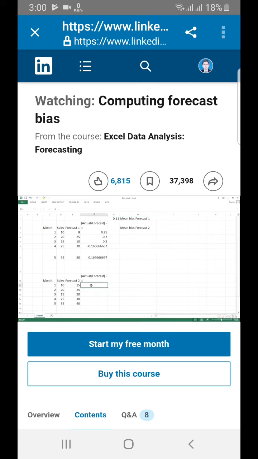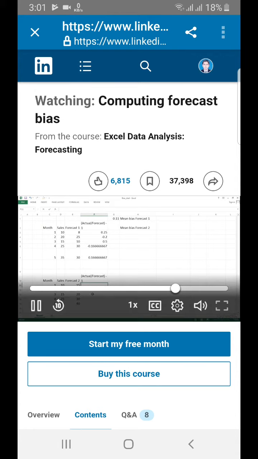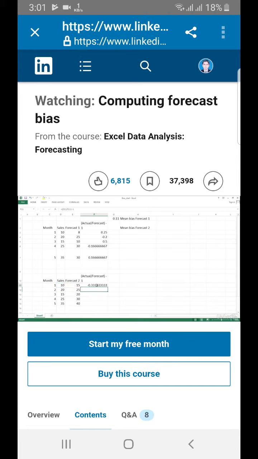Let's do the same for forecast 2. And instead of copying the formula, let's just go ahead and compute it again, actual divided by forecast minus 1. And then we'll average those out. Copy that down. And we'll see what the mean bias is here.